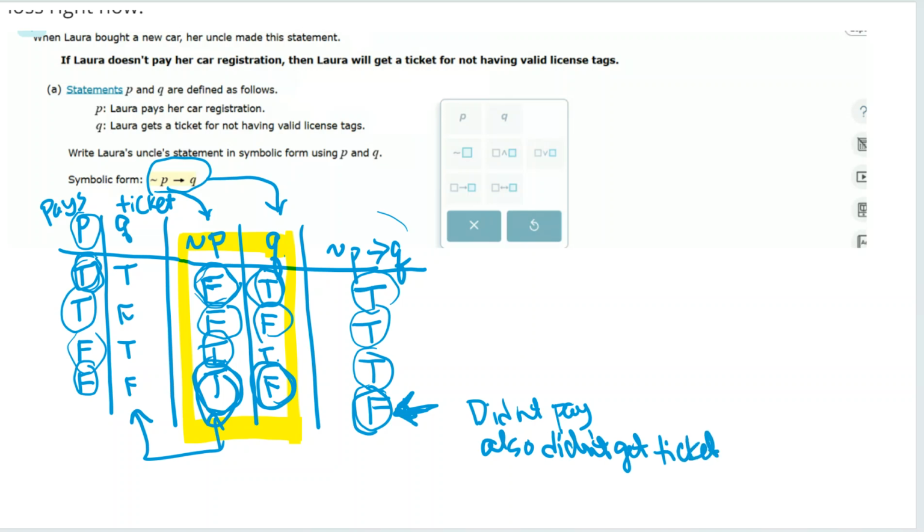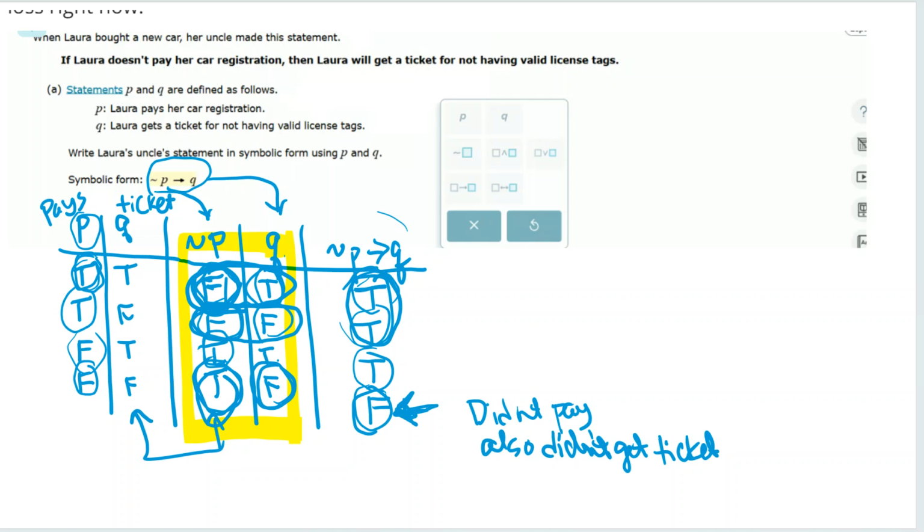Now, some people wonder about these statements here. These are always going to be true in the end if the if part is false. And the reason is we just think of it as kind of a benefit of the doubt. The first thing that they have in the statement didn't happen, so we really can't say whether the person making the statement is telling the truth or not.